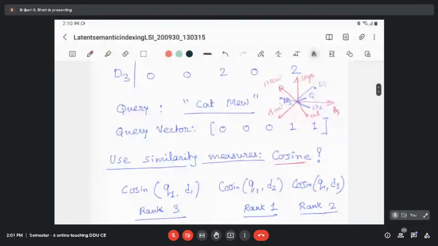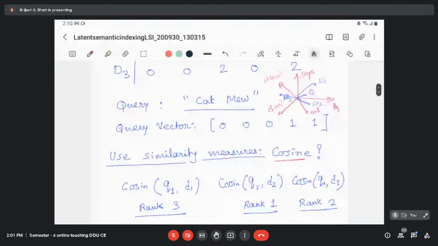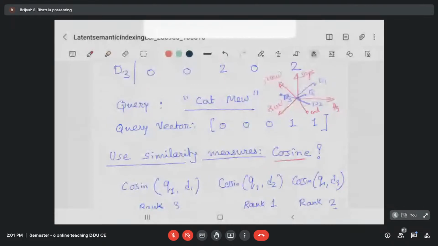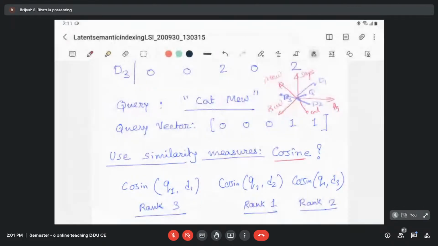Right? Are you with me so far? Any questions? Is this clear? Okay. So this is how the document vectors are constructed, and queries are compared with various documents.